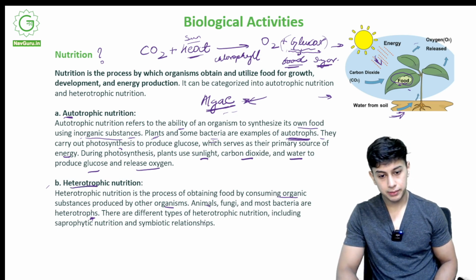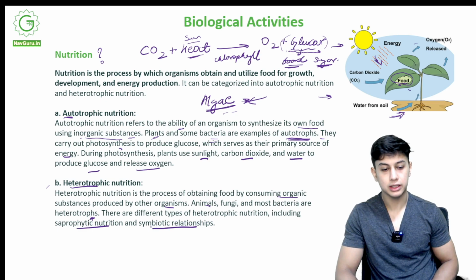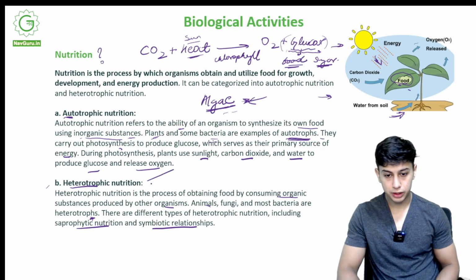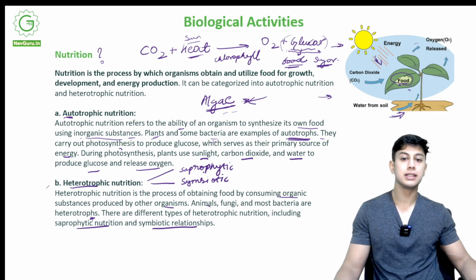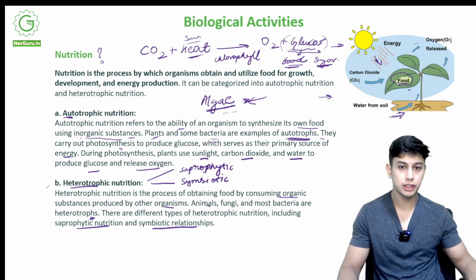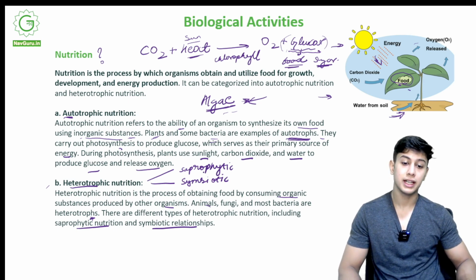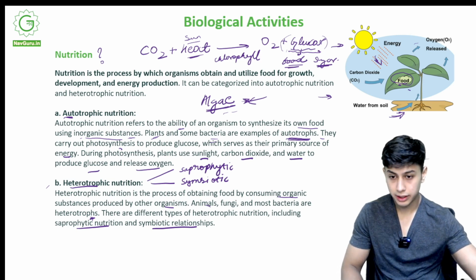There are different types of heterotrophic nutrition, including saprophytic nutrition and symbiotic relationships. So heterotrophic nutrition is divided into two: saprophytic and symbiotic. The broad category is that heterotrophic nutrition is nutrition derived from other organisms that make their own food. In this category there are two subparts, saprophytic nutrition and symbiotic. Now what are those? We will study that in detail.